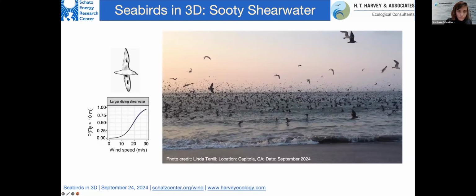This is a picture of them actually from September off of Capitola in Central California, just so you get a sense of how dense these birds can be. They account for a good percent of all the birds in the California Current at certain times of year. Next slide, please.